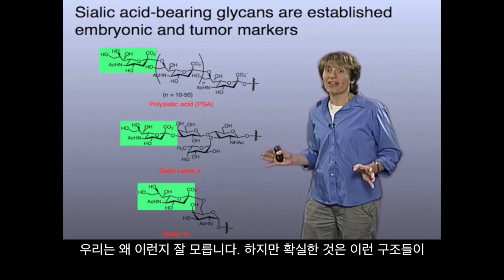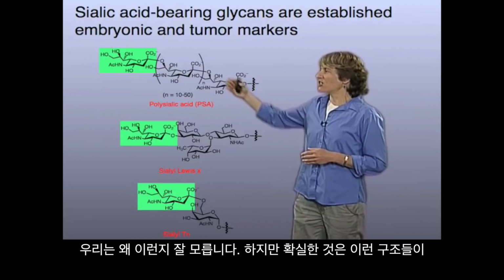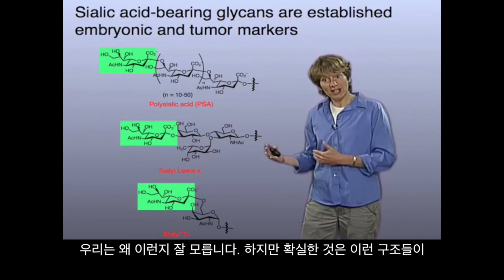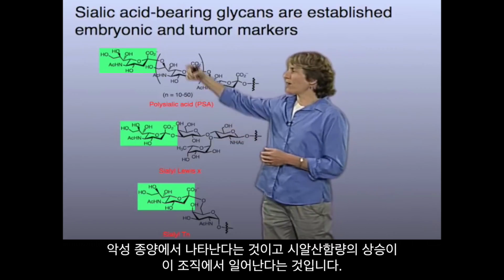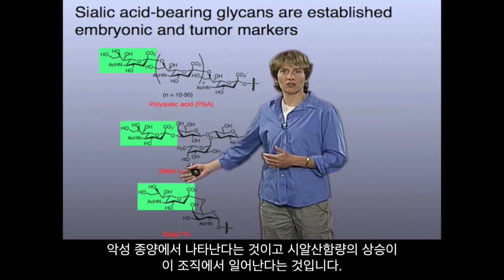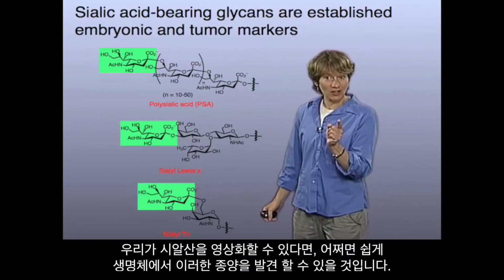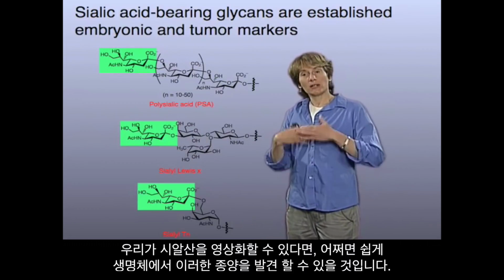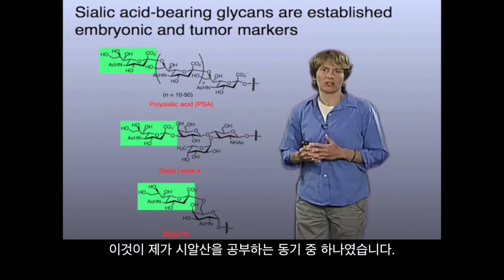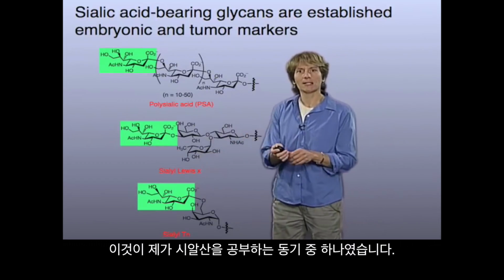And we don't really know why that is, but the fact that these structures appear in the context of malignancies has suggested to many people that there might be elevated levels of sialic acids on these tissues. So if we could image the sialic acids, maybe we could detect these tumors in living systems. That was one of the motivations to study the sialic acids.